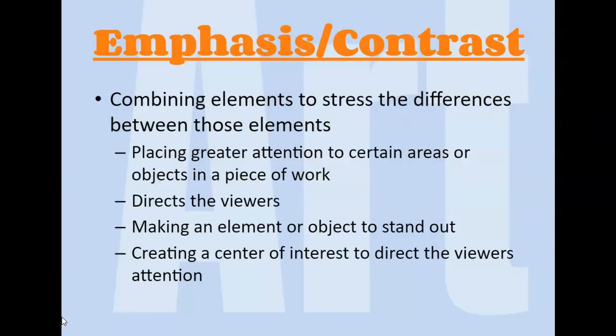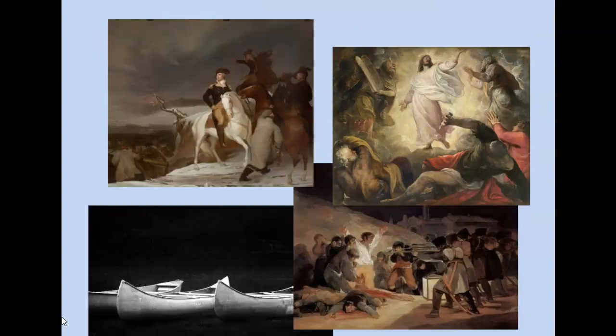And then we have emphasis and contrast. Emphasis and contrast are combining elements to stress the differences between those elements, placing greater attention to certain areas or objects in a piece of work. It directs the viewer to a specific area of a piece of artwork that the artist wants to be seen or noticed the most. It's a way of making a particular element or object stand out, creating a center of interest. In the top left, you have the image here where the white horse and the gentleman on the horse are the main interest in this image.